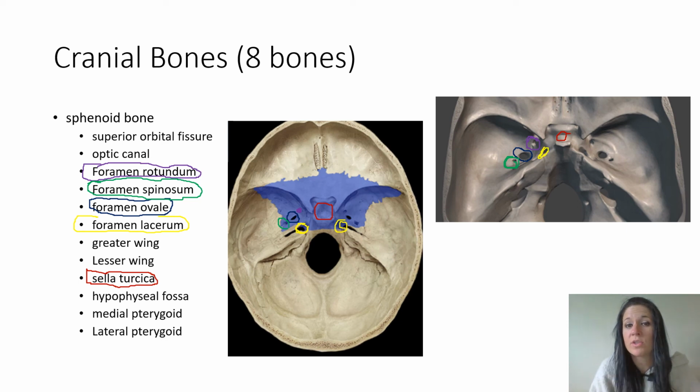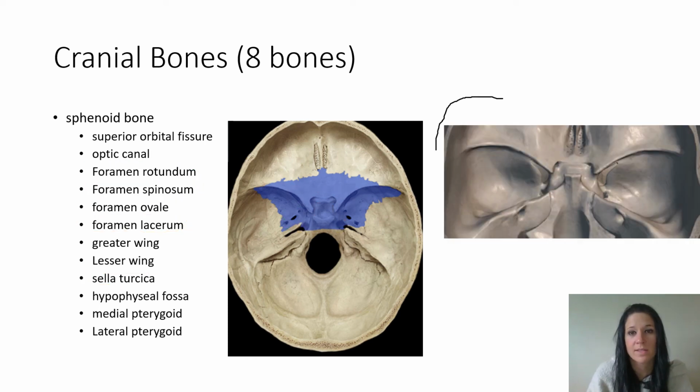Okay, so the only two that we haven't talked about that we just looked at on the map are the optic canal and the superior orbital fissure. To see that, you have to tilt the skull a little bit forward so you can look under the lesser wing. Remember this shelf-like structure up here, this is the lesser wing, and we're going to be looking under that. So let's look under there.